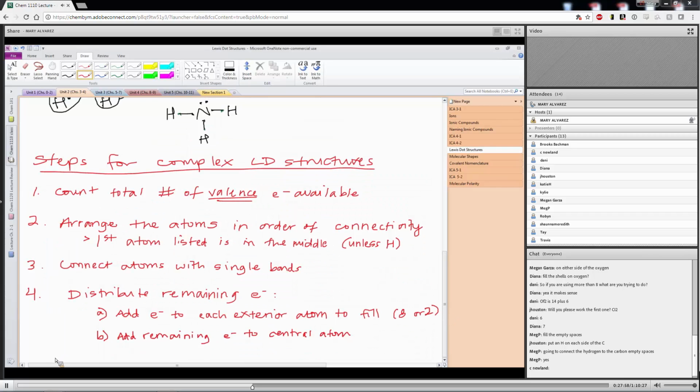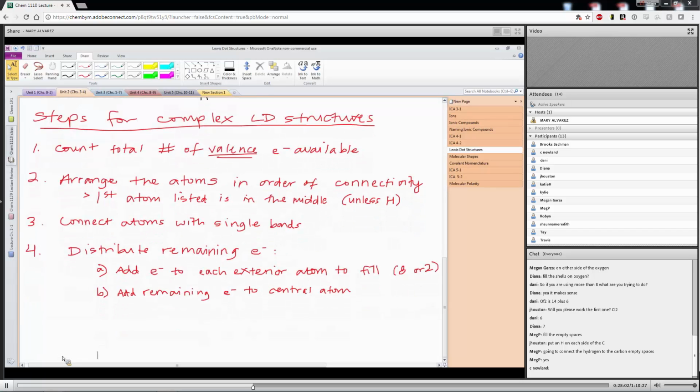All right, that's 4 steps. There's one more step. We should be done, but sometimes we're not. Sometimes this is just not enough to distribute the electrons in this way. Not everybody gets a full shell. So step 5 says we're going to evaluate the structure. If when we evaluate the structure, we find that everybody has a full shell, then we know we're done. Everybody has a full shell. We've used all the electrons available, and we can say the structure is correct.